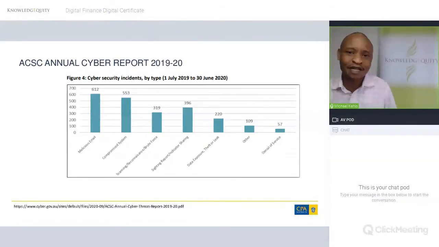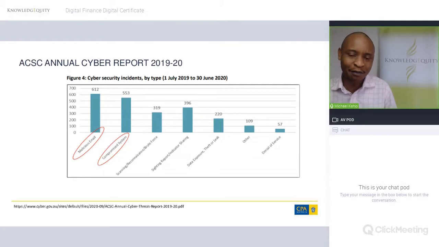Now, the Australian Cyber Security Centre is an organization that works with the government as well as businesses to combat cyber attacks. This organization deals with quite a number of incidents every year. In 2019-2020, the organization dealt with about 2,200 incidents. Now, this is a report, an annual cyber report from the ACSC. And as you can see there, the most frequent incident was malicious email followed by compromised system.